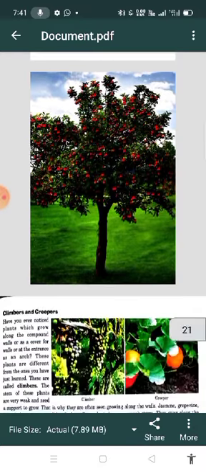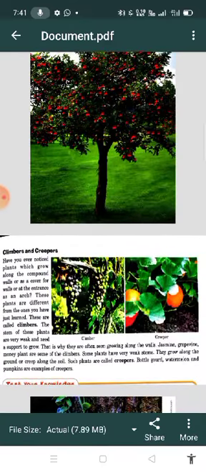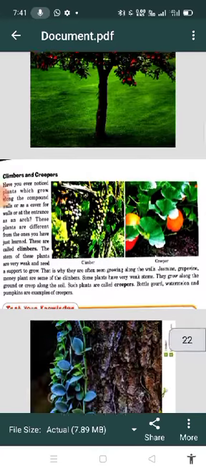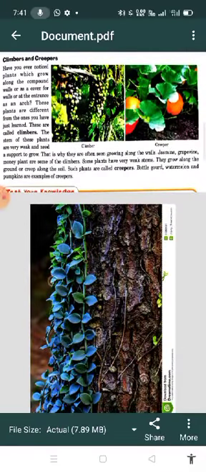Next, we have to see the climbers and creepers. Have you ever noticed plants which grow along the compound walls, or cover the walls, or at the entrance as an arch? You have seen around your houses, you have planted so many plants which are climbers, which climb up with the help of any other trees or any other things. So those are called the climbers. As we can see here in the tree, some climbers are climbing up with the help of the tree.